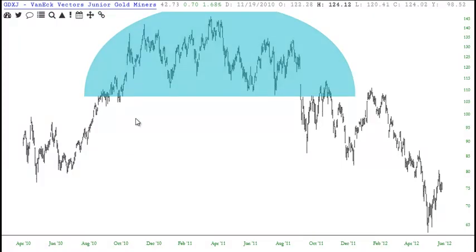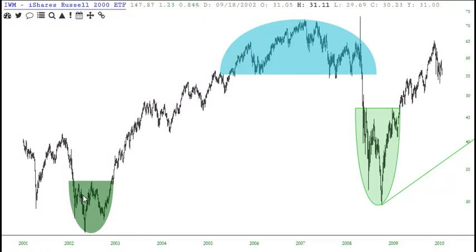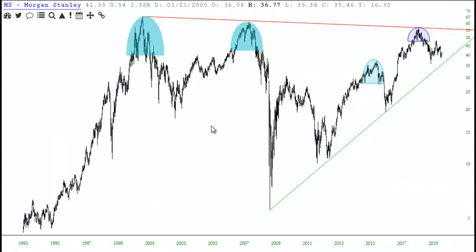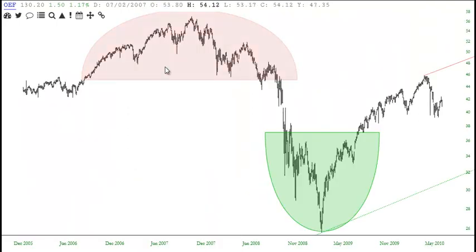There's our reversal top. Here's IWM, the small caps, which has a couple of nice bullish examples and a bearish example. So here is a beautiful inverted head and shoulders around the year 2002, 2003. Here's another one at the end of the financial crisis. And between those two, here's a reversal top. MS, Morgan Stanley, several good examples of head and shoulder reversals. OEF, which is the S&P 100, here's one of each again. Here's the topping pattern, and here's the basing pattern.